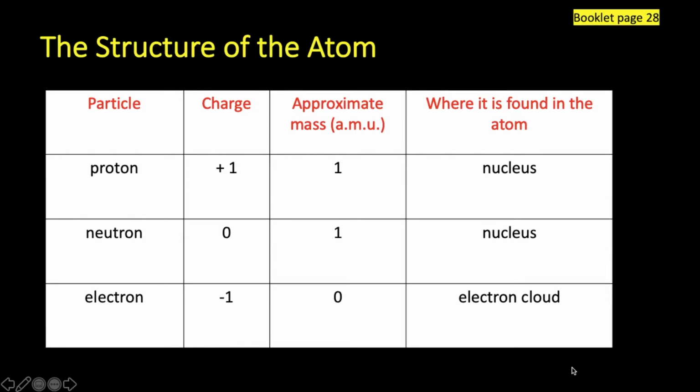So let's just remind ourselves of the structure of the atom, something we have covered before. Inside the nucleus, we have protons and neutrons. Protons have a charge of +1, they are positively charged, and they have a mass of 1. Similar to protons, neutrons also have a mass of 1. However, they have no charge, they are neutral. Outside of the nucleus in electron clouds, we have electrons. These are negatively charged particles with a mass of roughly 0.